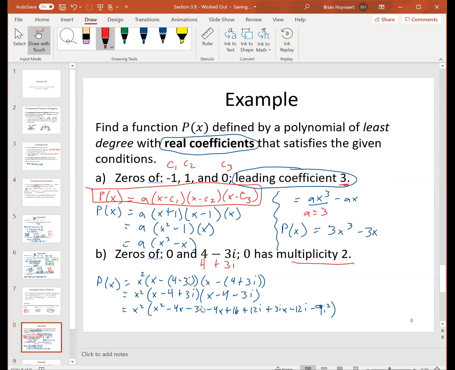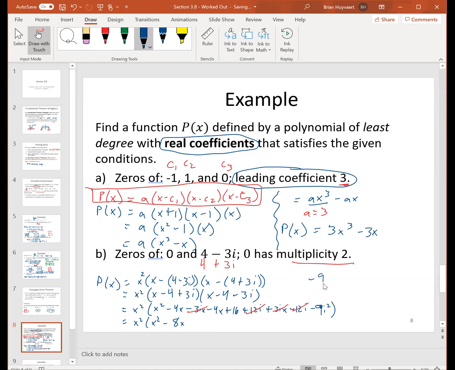So here's what's going to happen. A ton of this is going to get sorted out. So we have negative 3ix and positive 3ix, so those can go away. We have positive 12i, we have negative 12i, so those can go away. All right, so this is going to clean up pretty nicely. x squared, minus 4x, so I guess I can do minus 8x, plus 16, and then negative 9i squared.